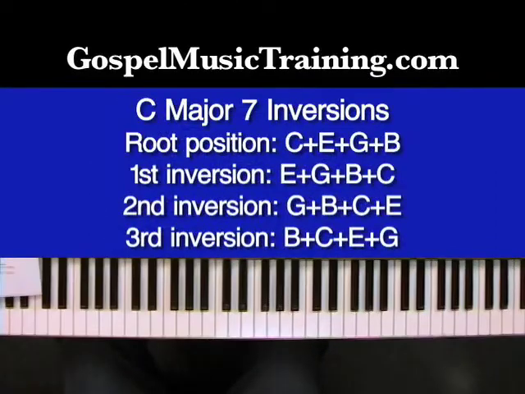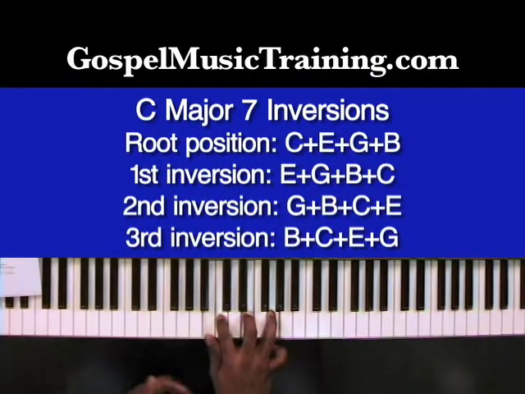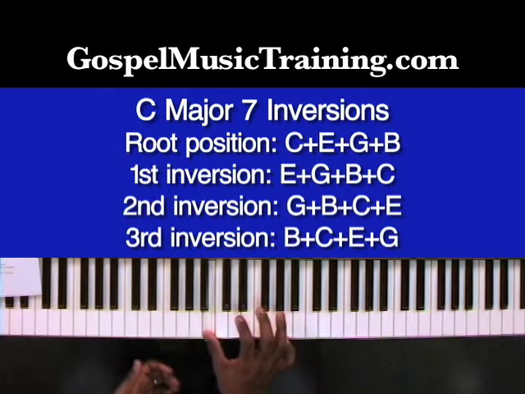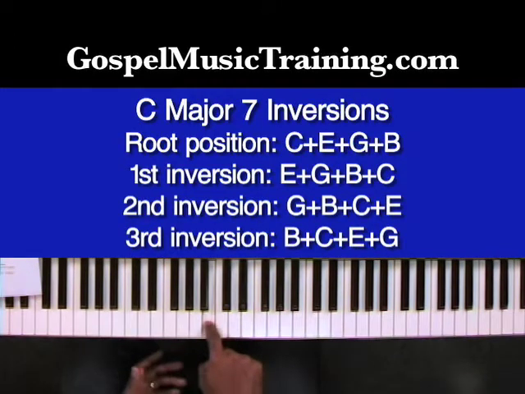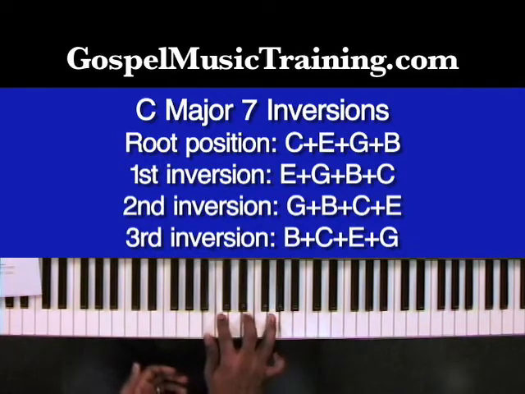Okay, so with the third inversion, it's a little different because now you have the 7th of the chord, the 7th degree of the scale, on the bottom. So 1, 2, 3, 4, 5, 6. B is the 7th degree or 7th tone of C. So we're playing that on the bottom.